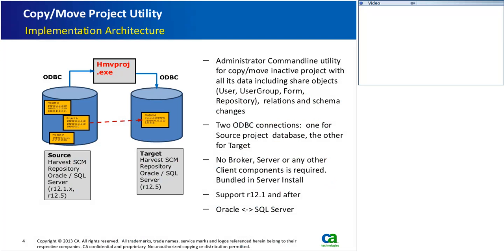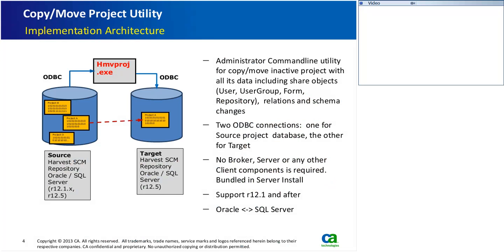So when we deliver this function in 12.5, it is delivered as an admin function, and it uses a command line base, not the UI. So you use the command line, and you can see the chart on the left-hand side, right? You actually have two ODBC connections, right?